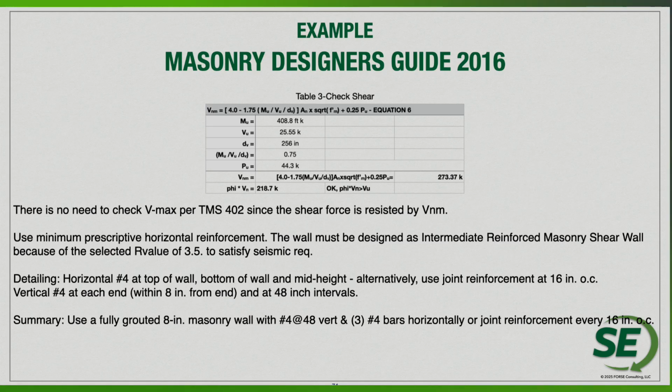So there's no need to check the Vmax per 402 since the shear force is resisted by just the masonry. We can use prescriptive horizontal reinforcement. It must be designed as an intermediate reinforced shear wall because we used an R value of 3.5. So certainly you could change the R value, go to just an intermediate reinforced masonry shear wall, but then that's going to change some of the different loads for the design.